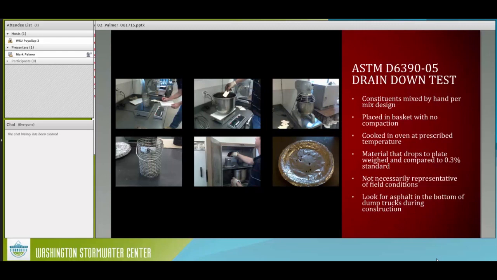Just so you see what that drain down test looks like, they carefully weigh everything, in some cases dripping the asphalt in to make sure you've got the exact right amount. Mix it up almost like a cake mix, put it in this container, put it in the oven, cook it at 315 degrees above the design temperature, and then you look to see what actually drops out. This was an actual test that passed, but just barely. You can see it wouldn't take a whole lot of material to not pass that test.